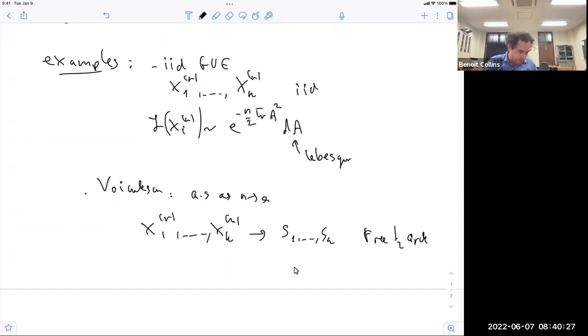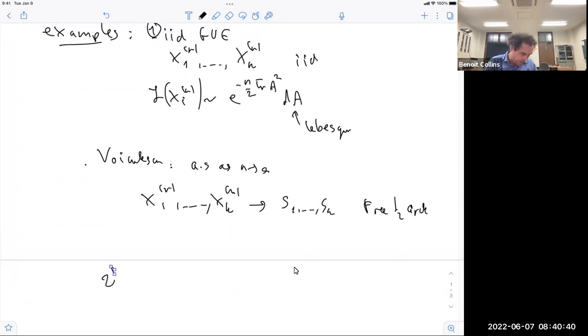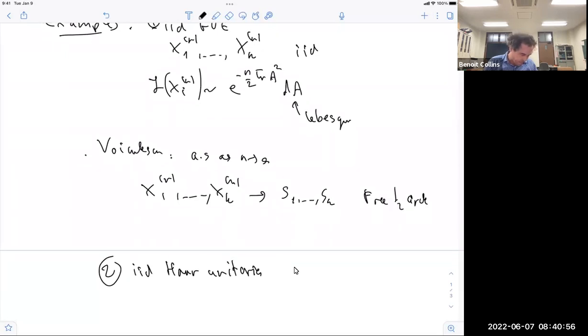So another example which was given by Voiculescu. This is the first example here, okay. So the second example would be IID random unitaries, in the random matrix sense of it. So this is U1^N through Uk^N, which are iid, and the distribution of Ui^N follows the Haar measure on the unitary group U_N.